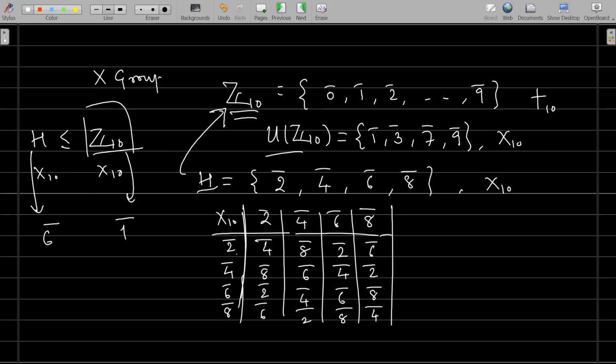Because if at all it's a group, then this is a subgroup, and then the identity element of the subgroup and the group must be the same. That's another way to look at this, that Z10 under multiplication modulo 10 cannot form a group. Is this point clear? Yes, sir. Okay, let's go ahead. I'll give one or two more examples.